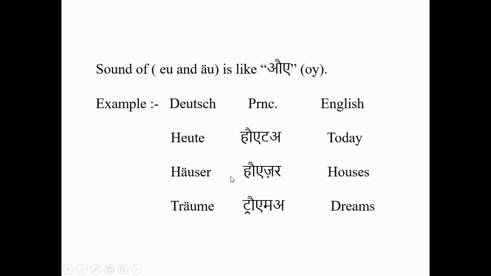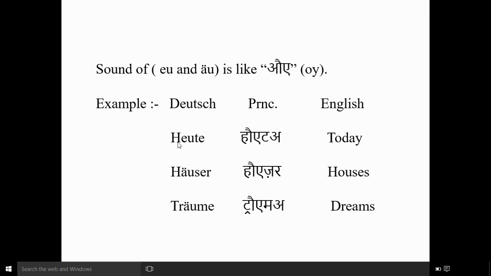Moving to the next slide. Next is eu and äu. The sound of eu and äu is like "oi". In German, you can say the sound of eu and äu is like "oi". Like heute. Heute means today. Next is Häuser. Häuser means houses. Next is Träume. Träume means dreams.